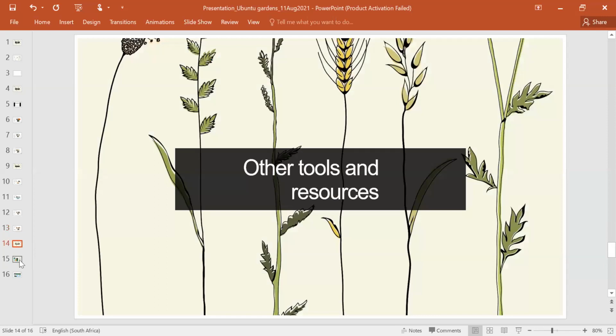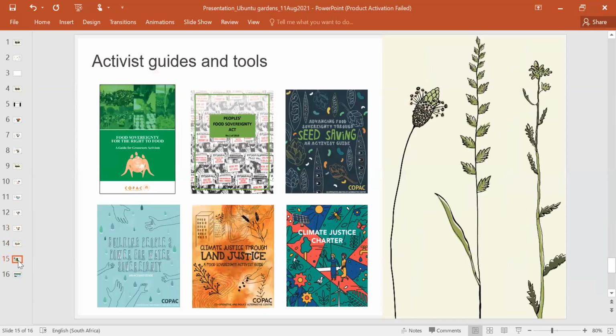And then a few other tools which Vish has also touched on. These are some of the tools that we have been producing since early on. The first one is quite a detailed activist guide on food sovereignty for the right to food. This is also available online. I'll share the link. If you are interested in food sovereignty, please have a look at this guide. It really is comprehensive, and it teaches you a lot about where food sovereignty comes from, why we need it, looking at power in the food system, and all of that.